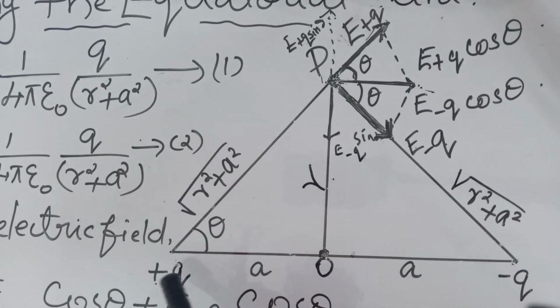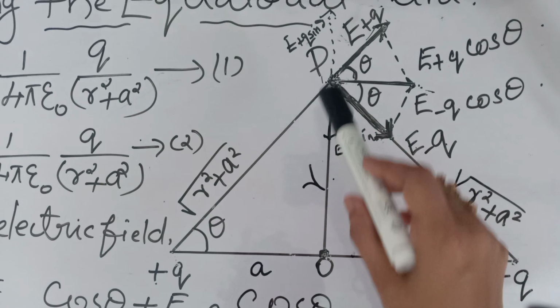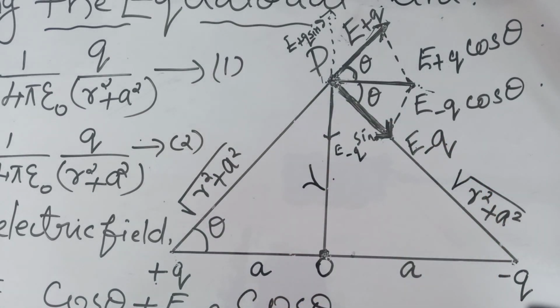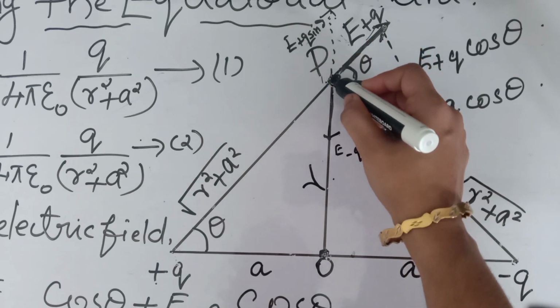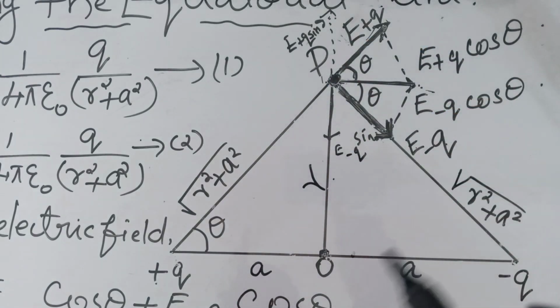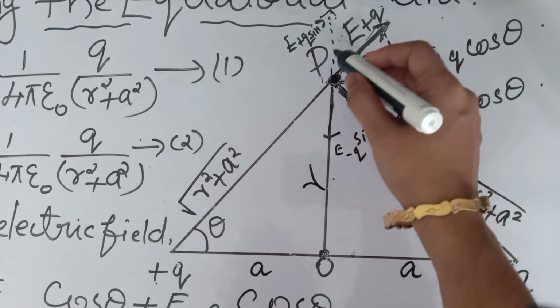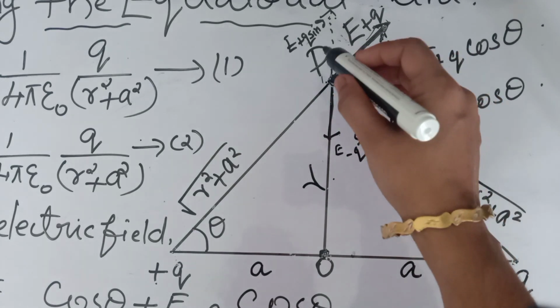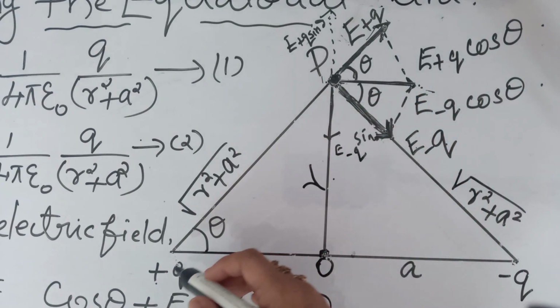So this is the dipole, and from the center at a distance r we have to consider a point P on the equatorial line. So this point is taken as P. We have to find the electric field due to this dipole at this point. For that we will place a test charge, a unit positive charge, here.